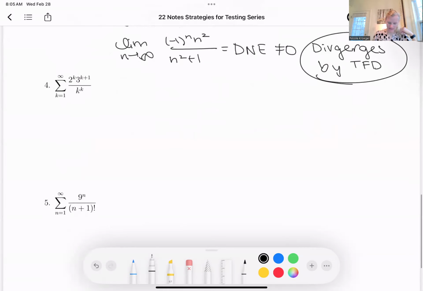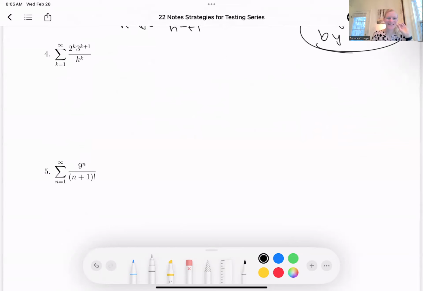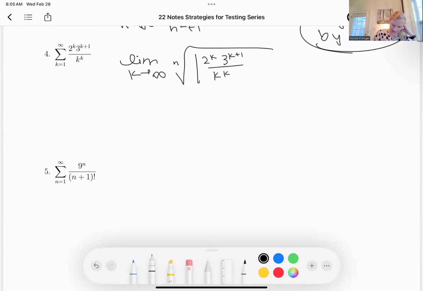Okay. Awesome. Let's keep going. There's that problem 5 that was hiding below. Okay, so before I said let's try a root test on this one because of that k to the k in the denominator. So I'm going to look at the limit as k approaches infinity, the nth root of the absolute value of 2k to the k times 3 to the k plus 1 over k to the k.